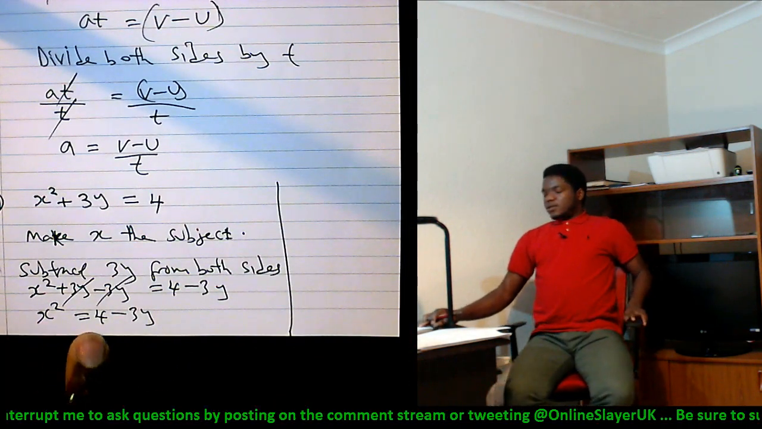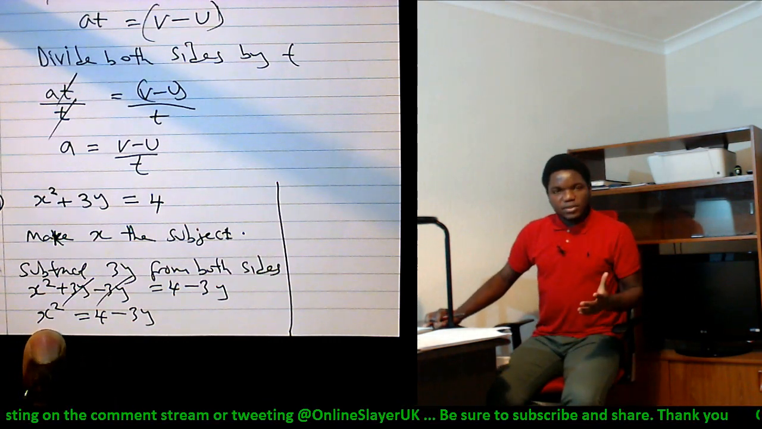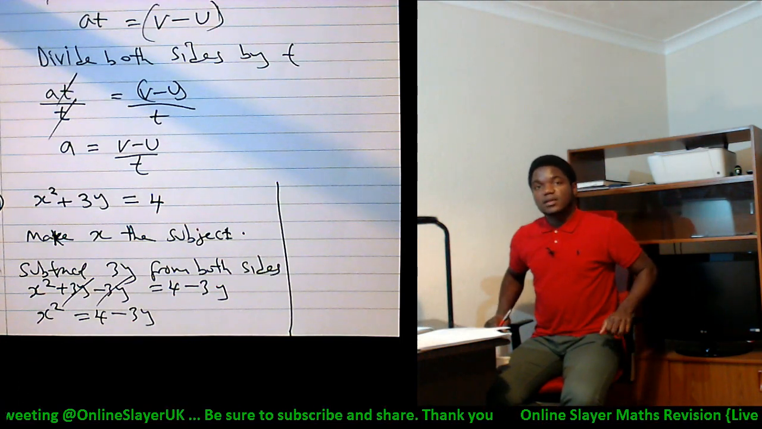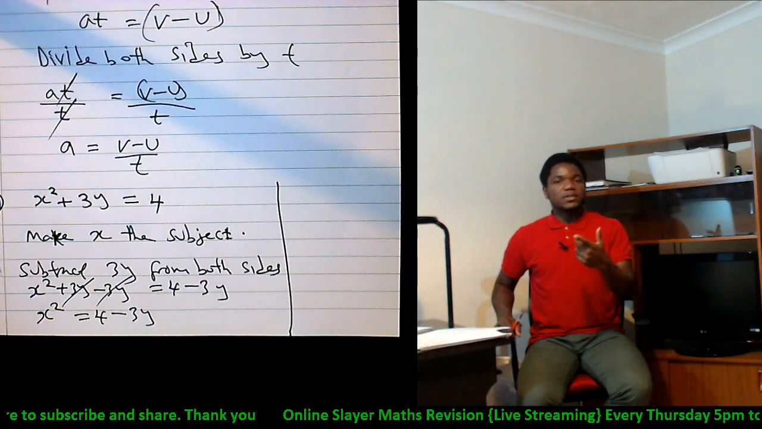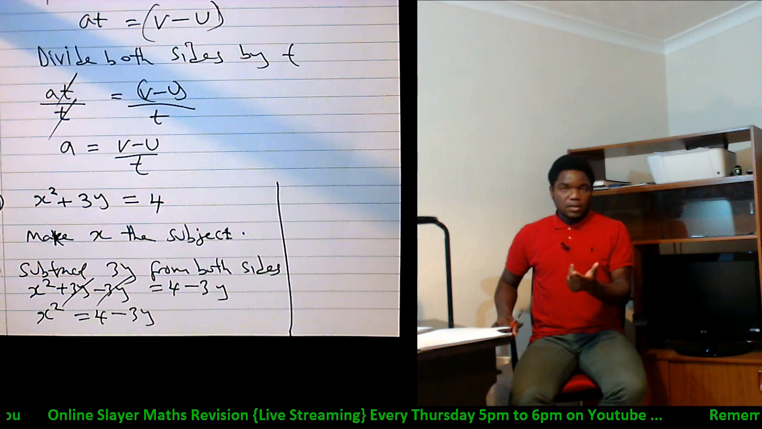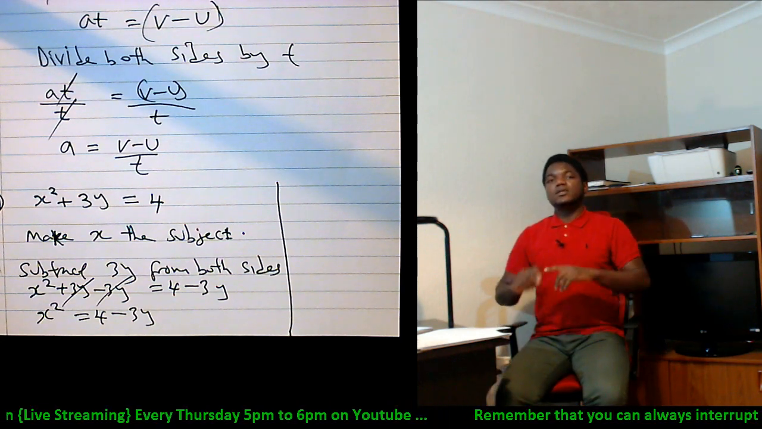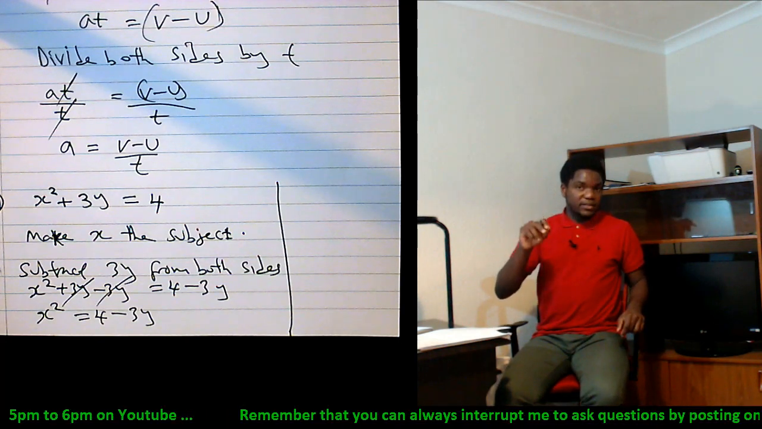X squared. Now we want to take away the square term. We just want to have x. So the square should be taken away. What's the opposite of raised to power 2? It's raised to power half, the reciprocal of 2. If you had x cubed, to take away the cube, you'd raise to the power of the reciprocal of 3, which is 1 over 3.